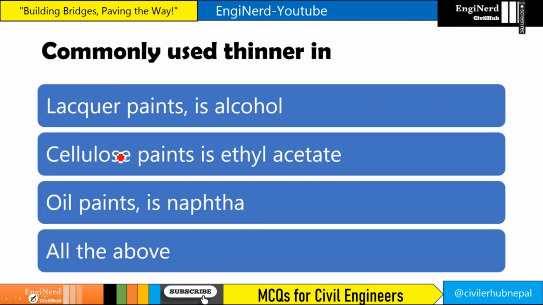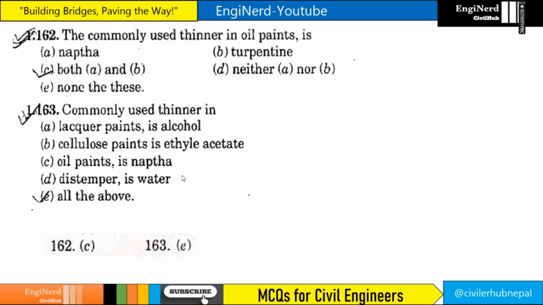Commonly used thinner in lacquer paints is alcohol, cellulose paints is ethyl acetate, oil paints is naphtha. All of the above. So we see here, this question is from Agur, and the commonly used thinner in oil paint is naphtha and turpentine, both A and B. And commonly used thinner in lacquer paints is alcohol and cellulose paint is ethyl acetate. Oil paints is naphtha and distemper is water. So our answer is all of the above.